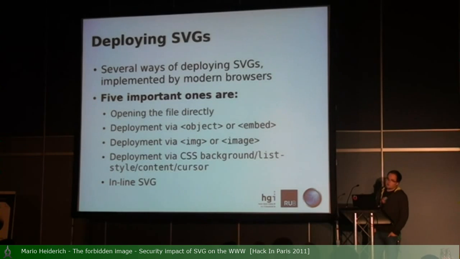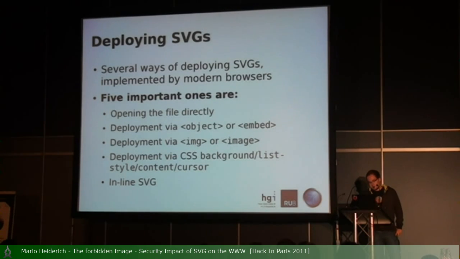The fourth way of deploying SVGs is by using CSS. So you can use CSS backgrounds, you can use CSS list styles, you can use the CSS content property on Opera and many other browsers. You can even use cursors, so you can assign an SVG cursor to your website. So you have some animated thing floating around when you point something somewhere, which is a little bit nasty. There is another way of deploying SVGs, but I don't want to unveil it right now because it's quite funny, and there's also going to be a lolcat.